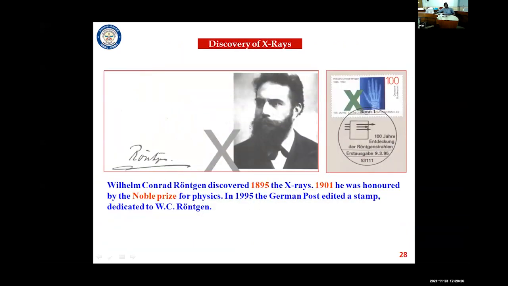See, now I'll give you the introduction to X-rays. These X-rays were discovered by a German physicist called Röntgen in 1895. Actually, at that time the nature of these rays was unknown, so because of that they were given the name X-rays. These X-rays are invisible and travel in a straight line, and they affect the photographic film. The depth of penetration of X-rays is more compared to light. Because of the discovery of X-rays, in 1901 Röntgen was honored with the Nobel Prize for Physics, and in 1995 Germany issued a stamp dedicated to Röntgen.